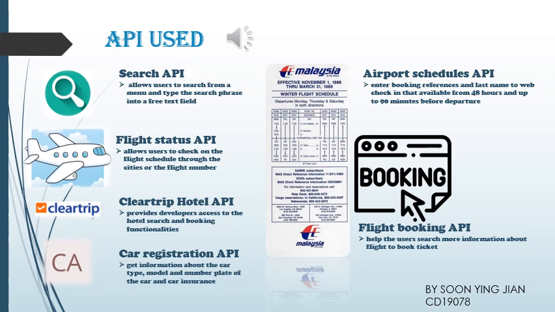Also, Clear Trip Hotel API. It provides developer access to the hotel search and booking functionality. Also, Car Registration API. It gets information about the car type, model, and number plate of the car and the car insurance. Also, Airport Schedule API.